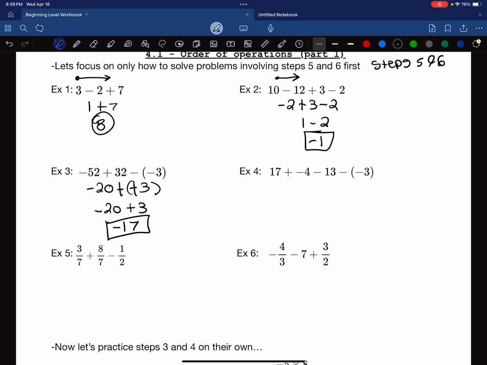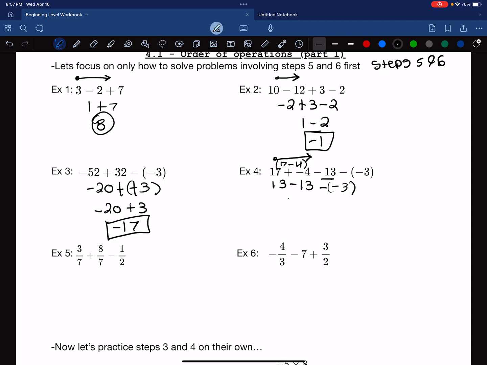Looking at example 4, I encourage you to pause the video and work through this problem on your own if you haven't yet. And remember, you're going to work from left to right when you do it. And assuming you have given it a go, let's work through it. So 17 plus negative 4 is really, I'll write it up here in parentheses, 17 minus 4. That's what it really is. Remember, when we're adding a negative number, it changes to subtraction. So we get 17 minus 4, and 17 minus 4 is 13.